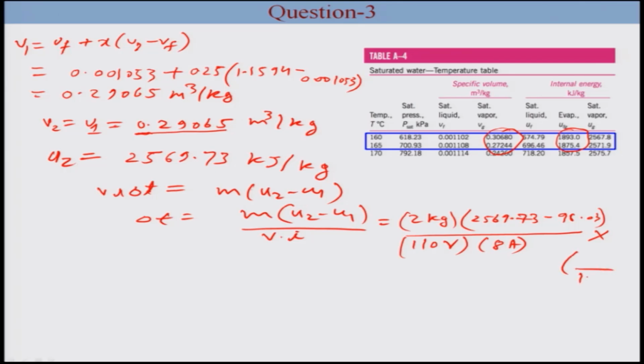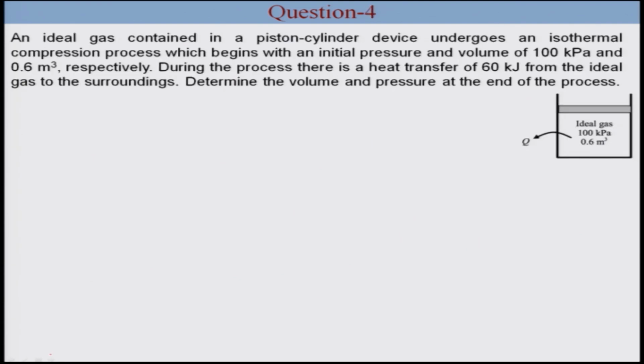And since 1 kilojoule per second is equal to 1000 volt into ampere, this gives total time equal to 3612.95 seconds, which is nothing but 60.22 minutes. So this much time it will take to vaporize all the liquid in the tank. So let's move to the next question.